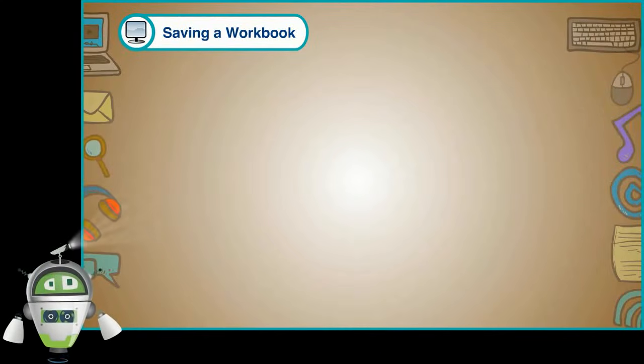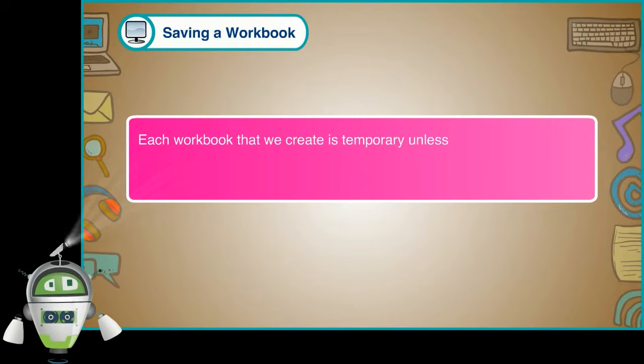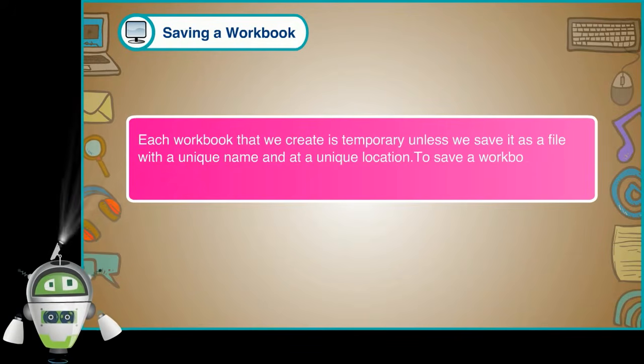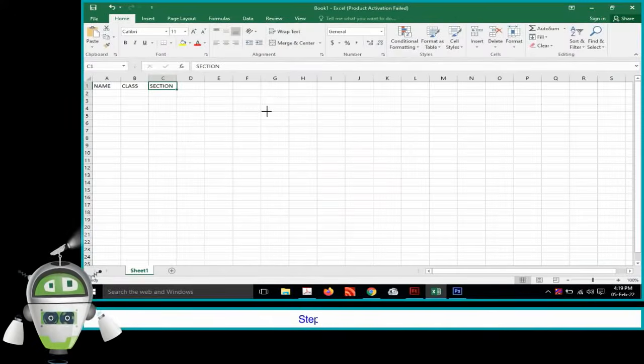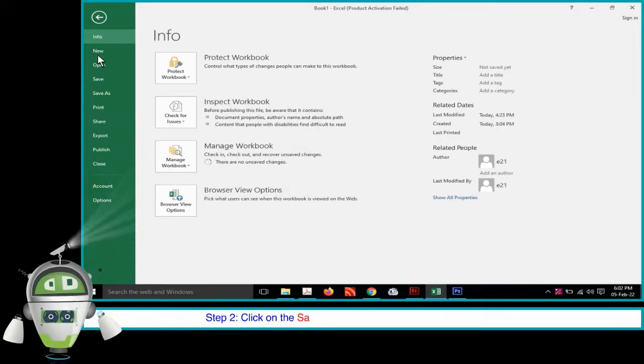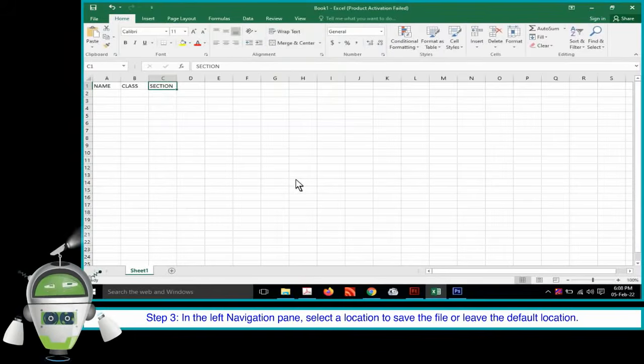Saving a workbook. Each workbook that we create is temporary unless we save it as a file with a unique name and at a unique location. To save a workbook for the first time, the steps are as follows. Step 1. Click on the File tab. Step 2. Click on the Save option. The Save As dialog box will appear. Step 3. In the left navigation pane, select a location to save the file or leave the default location.